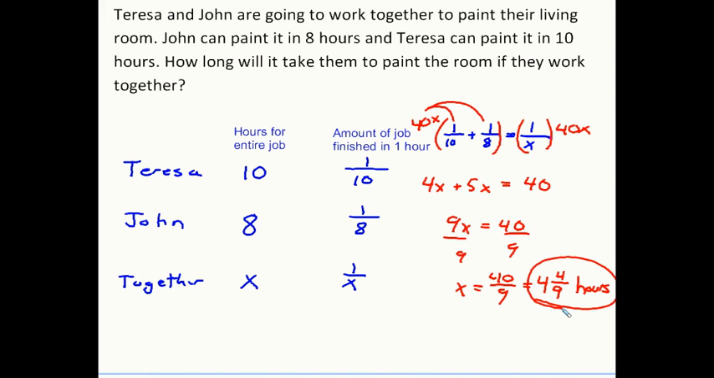So those are work problems. Again, there's a really important concept here. If you have the number of hours for the entire job, you just do 1 over that to get how much they finish in 1 hour. And then combine the different people or machines working together to add up to what it would be working together.